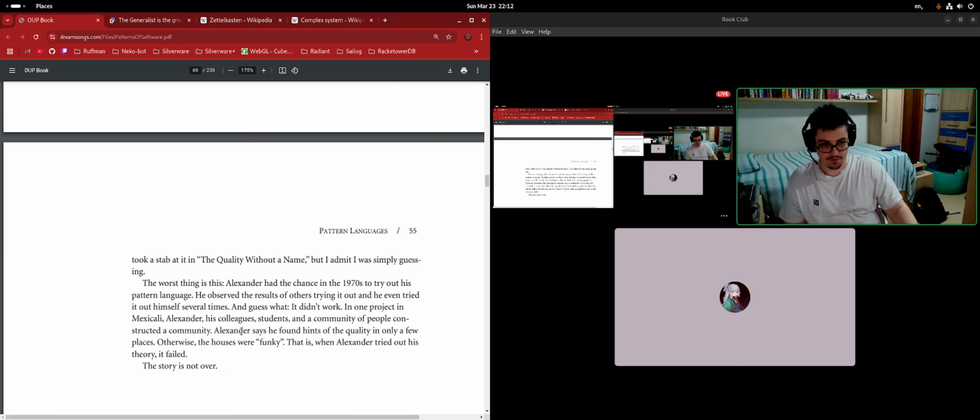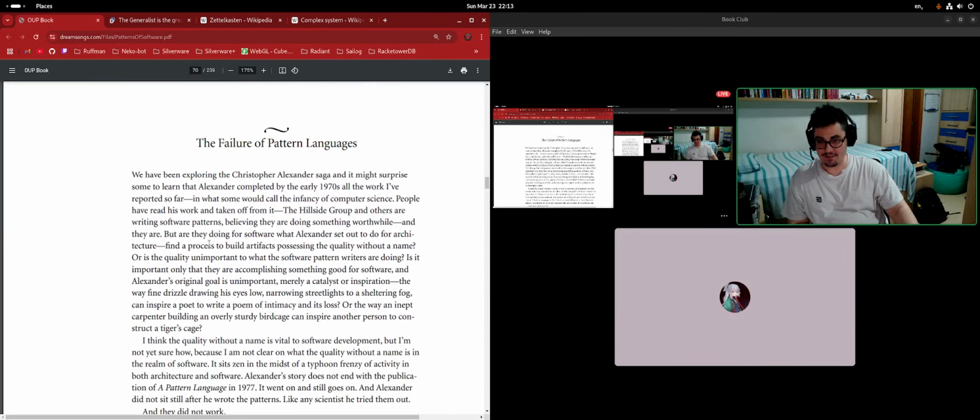But here's the twist in the story. He failed. He failed. This entire idea of pattern language is going to be a generative process, generative patterns, and the artifacts created using this methodology will generate an artifact containing the quality without a name. And he failed. And this is like a cliffhanger moment. He failed. Holy damn. Well, we're going to have to go to the next session to understand the implications of that, the conclusions.